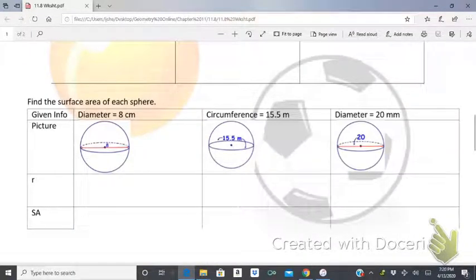So let's look at an example. For instance, this first one, we have a diameter of 8. If we have a diameter of 8, that means that we have a radius of 4. So we've got a radius of 4. Now it wants us to find the surface area of this thing.